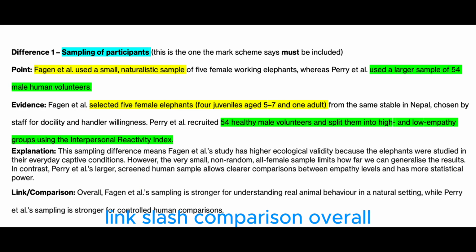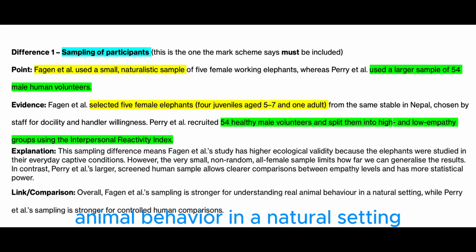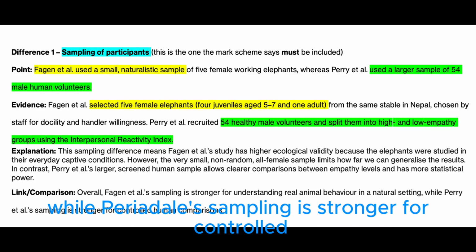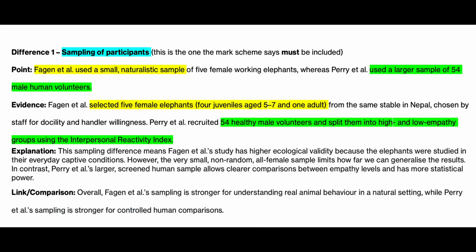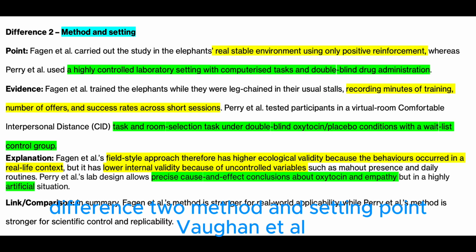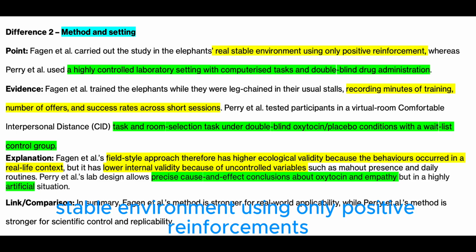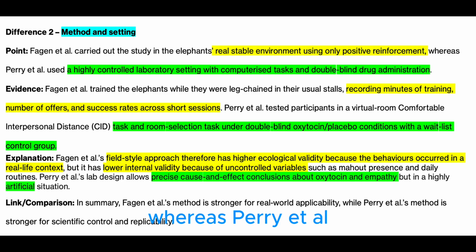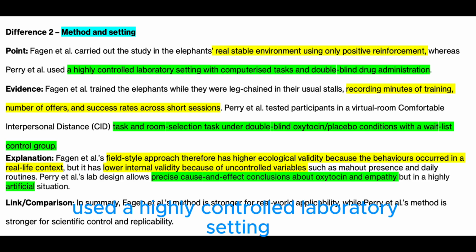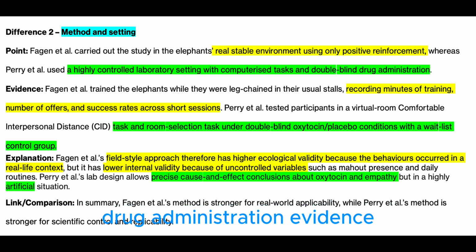Link/comparison. Overall, Fagen et al.'s sampling is stronger for understanding real animal behavior in a natural setting, while Perry et al.'s sampling is stronger for controlled human comparisons. Difference 2. Method and setting point. Fagen et al. carried out the study in the elephant's real stable environment using only positive reinforcement, whereas Perry et al. used a highly controlled laboratory setting with computerized tasks and double-blind drug administration.